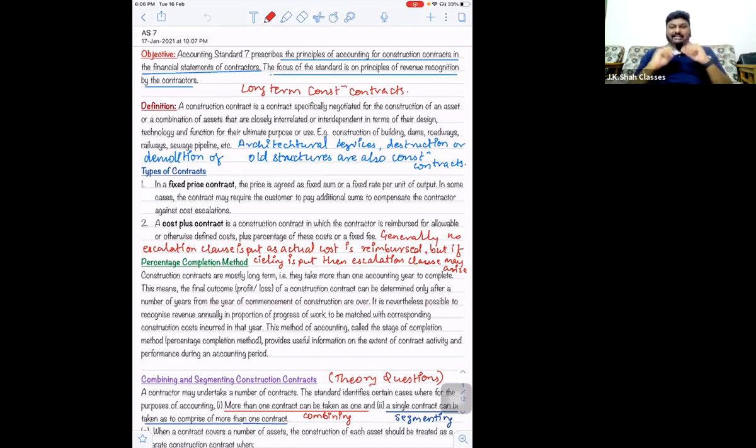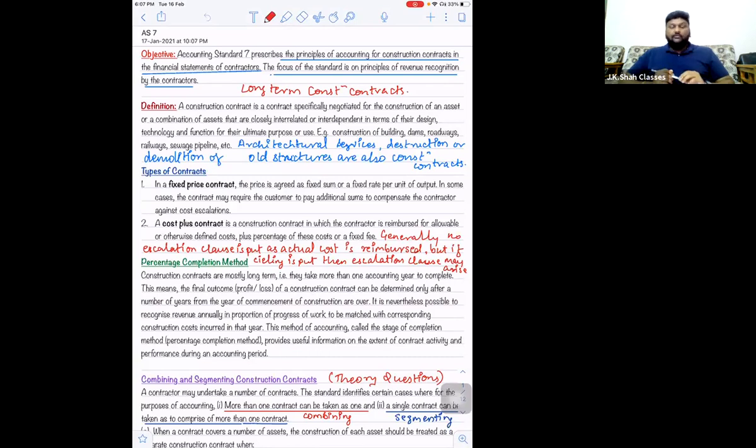So technically, AS7 is applicable to only the contractors and not to the contractee, because it is the contractor who is going to earn revenue from the contract and not the contractee, right? So please understand, this AS is purely applicable to contractors. So in the books of contractors, how these contracts will be accounted and how the revenue will be recognized in the books of the contractor is what my objective is all about.